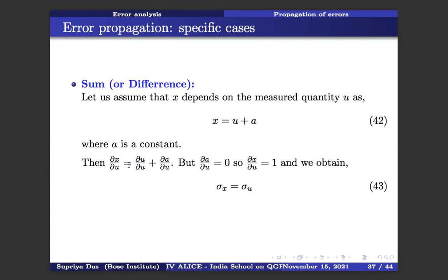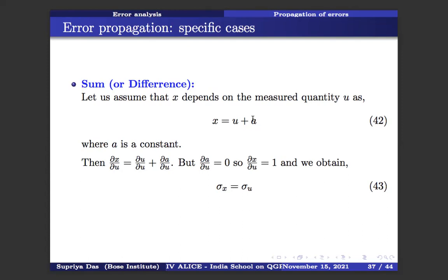So del x del u becomes del u, which is 1, and we obtain sigma x equal to sigma u. That is implicit, right? Because you have only one variable. This is practically one variable, and if you know the error in this one variable, you know the error in your actual measured variable. If there is a constant, we don't care.